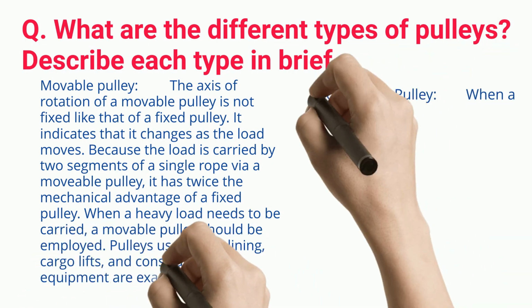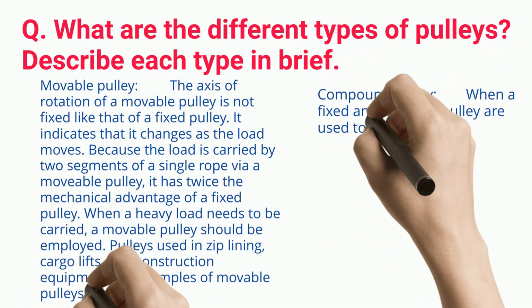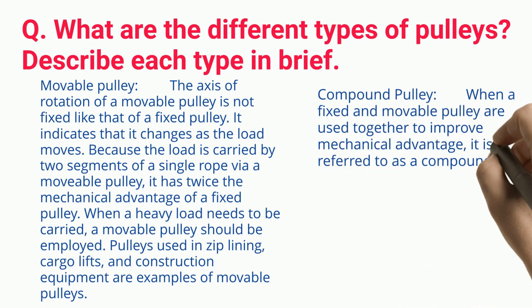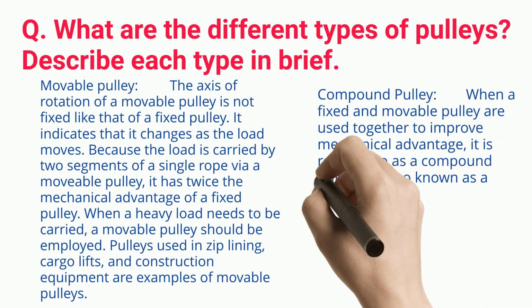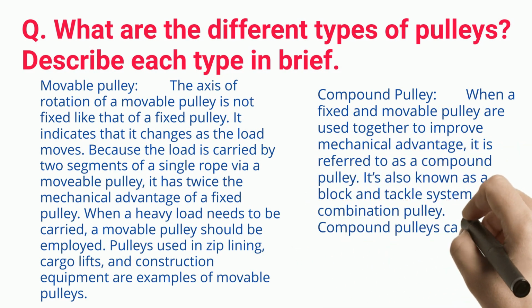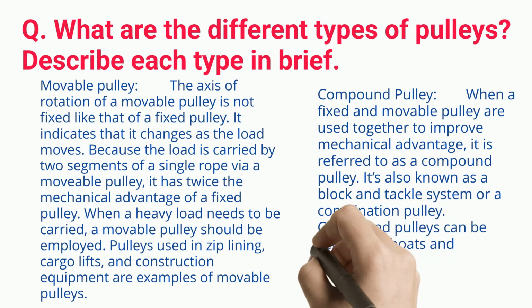Compound pulley. When a fixed and movable pulley are used together to improve mechanical advantage, it is referred to as a compound pulley. It is also known as a block and tackle system or a combination pulley. Compound pulleys can be seen in sailboats and elevators.